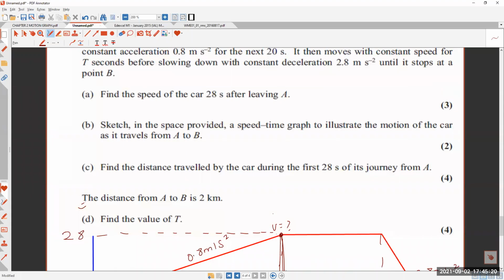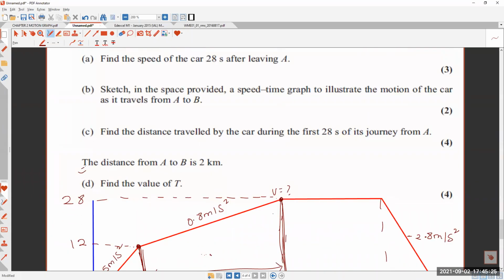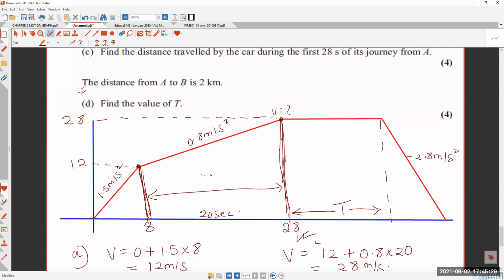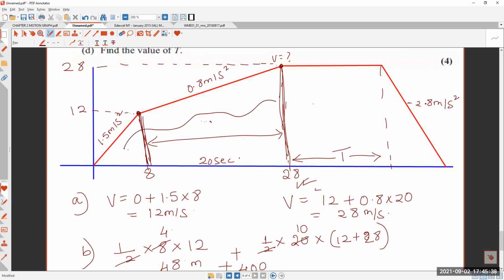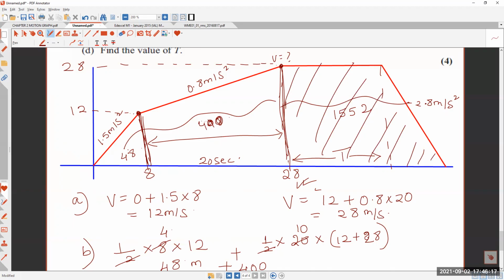Now comes the C part. The distance from A to B is 2 kilometers. In 28 seconds you have already completed 448 meters. How much is left? This whole trapezium is 448 meters, basically 400 and 48. From 2000 meters, take away 448, and 1552 meters is left. So if I find the area under the graph for this remaining part, it will be 1552.